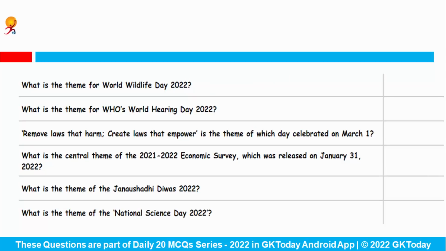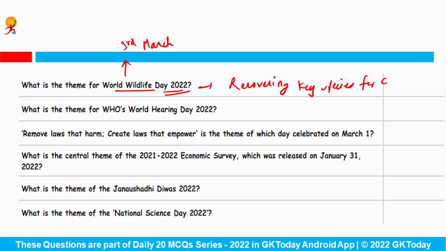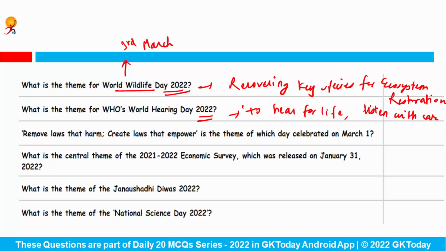What is the theme for World Wildlife Day 2022? We celebrate this day on 3rd of March, and this time the theme was recovering key species for ecosystem restoration. Okay. Next question is, what is the theme for WHO's World Hearing Day 2022? So this time the theme was to hear for life, listen with care. Okay. And you have to tell me when do we observe this particular day.